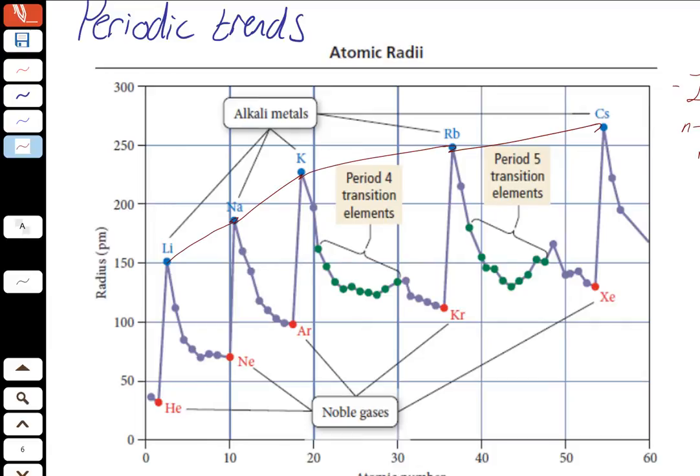What happens as we move across the periodic table rather than down? The radius is decreasing mostly, right? And we'll talk about some of the exceptions, but it's mostly decreasing. So as we go from lithium to beryllium to boron to carbon to nitrogen to oxygen to fluorine to neon, we're basically decreasing the radius.